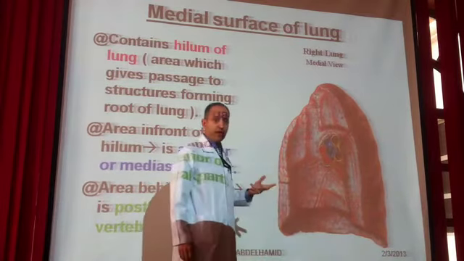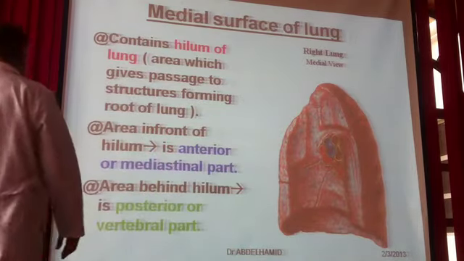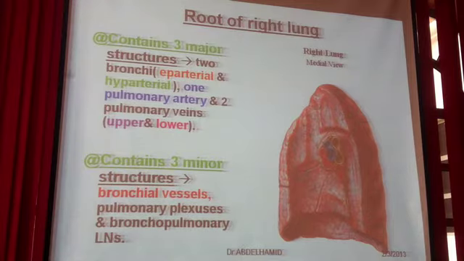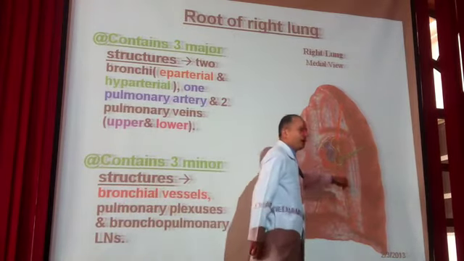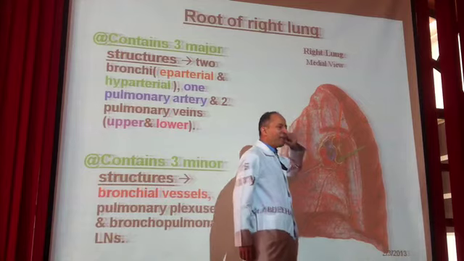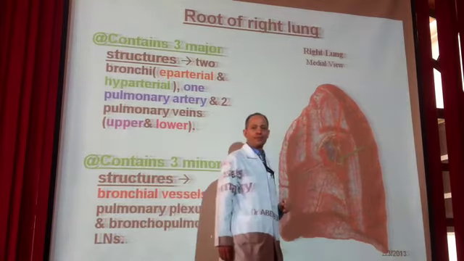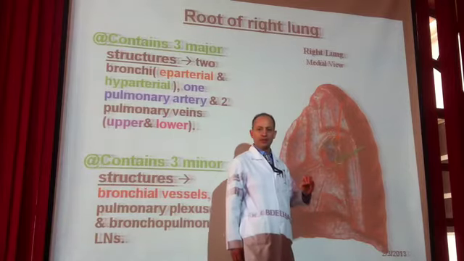So simply, we have three major structures. What are these three major structures? Number one, we have the bronchus. This is the bronchus. One supplies the upper lobe, named the superior lobar bronchus. The other one supplies the middle and inferior lobes, the middle and inferior lobar bronchus.